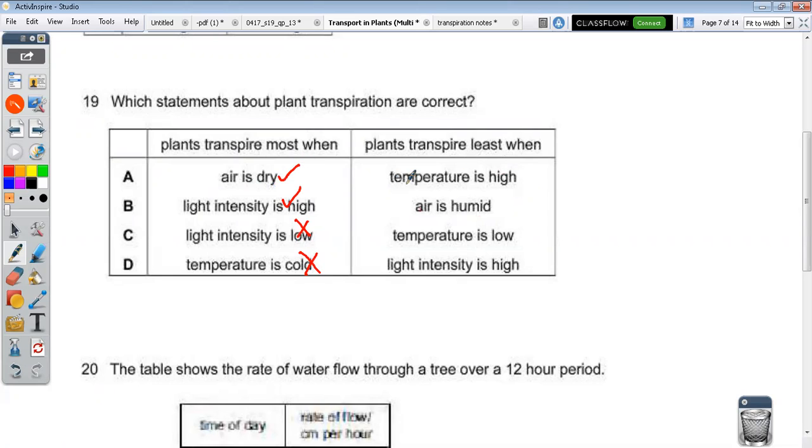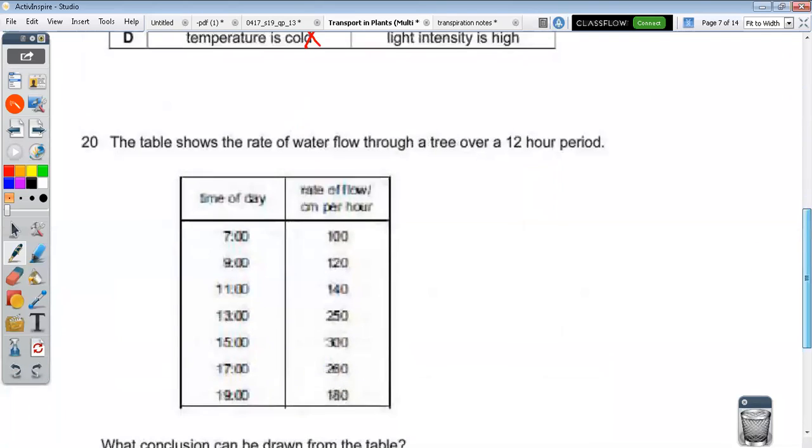But last, let's look at this here. Clear? Plants transpire least when what? When temperature is high. That's wrong here. Clear? When the air is what? Humid. High humidity, low transpiration. So the answer becomes what? B. Clear?